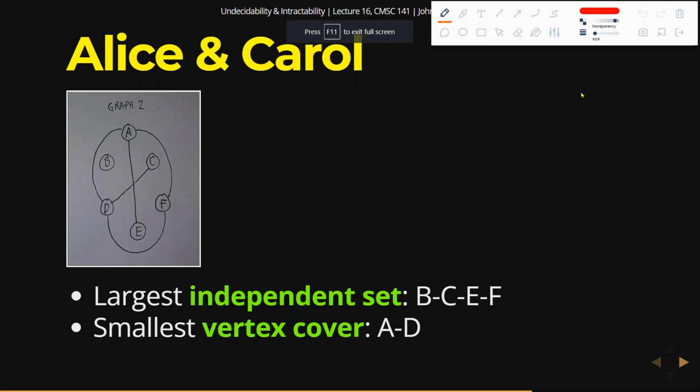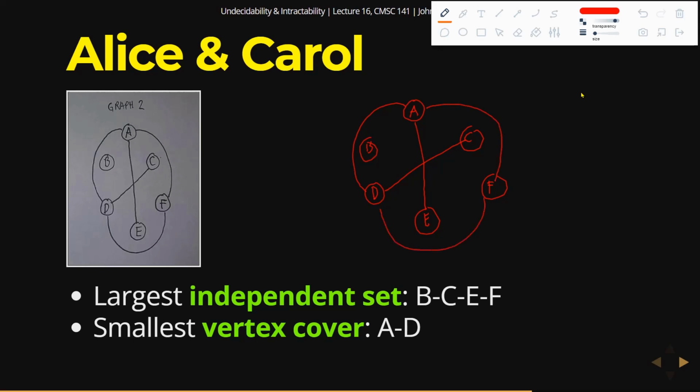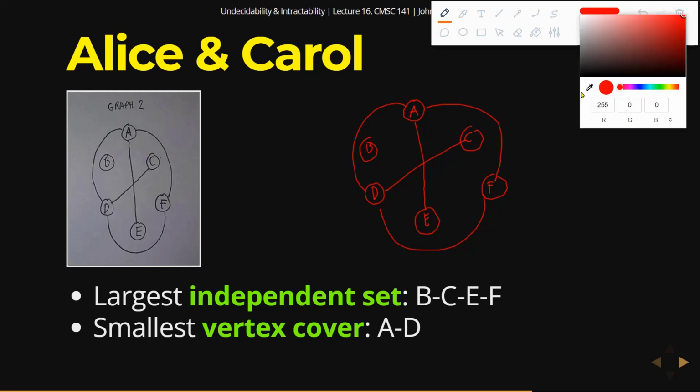okay, so let me draw the graph: A, E, B, C, D, and F, and probably want to move this down a little bit, E. Okay, and the connections are A to E, D to C, A to D, A to F, and D to F. So we said that the vertex cover was AD, right? So let's remove that.